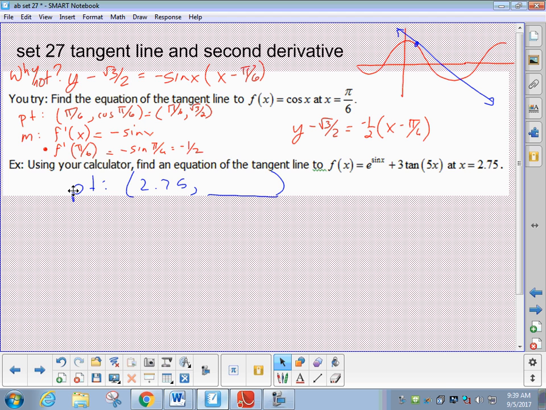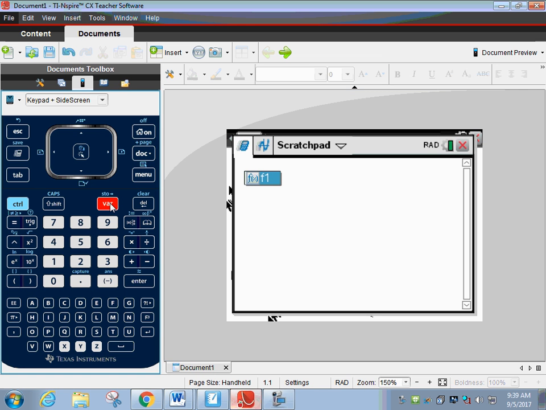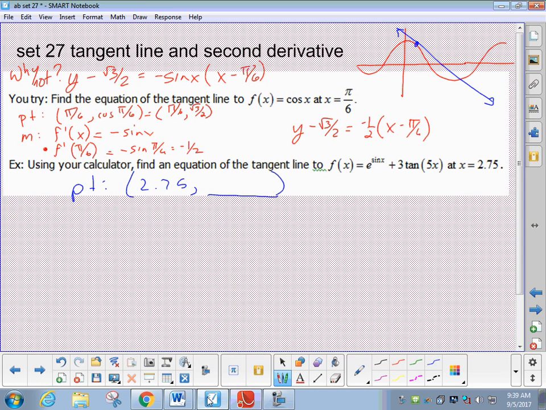Evaluate the function at 2.75. Let's all see if we agree. Call up your function. 2.75. If you have an 84, it absolutely will do all this too. Please let me know if you are on an 84 and you're not sure how to accomplish y1 parentheses 2.75. But it should be, I get 8.822. How about you? You concur?